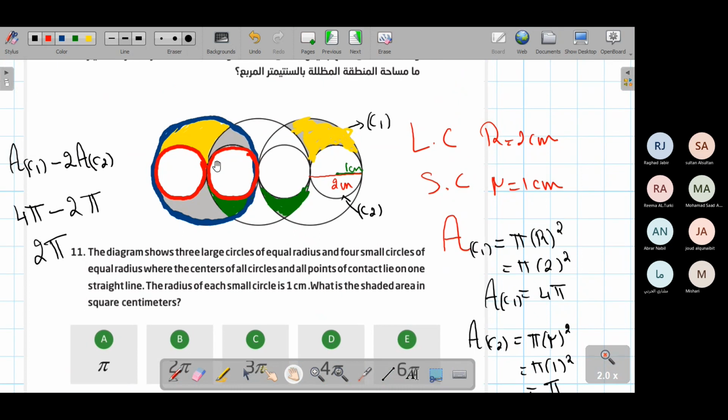Look at the figure again. Look at this figure. Okay? This one, from here to here, is what? It is the radius for the large circle. At the same time, it is what? It is the diameter for the small circle in the red color. Okay?